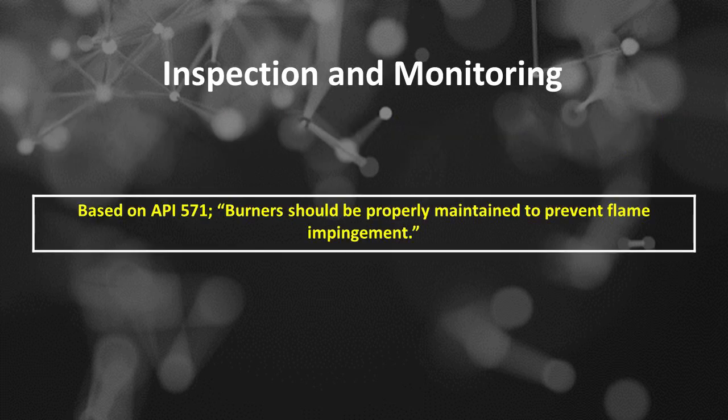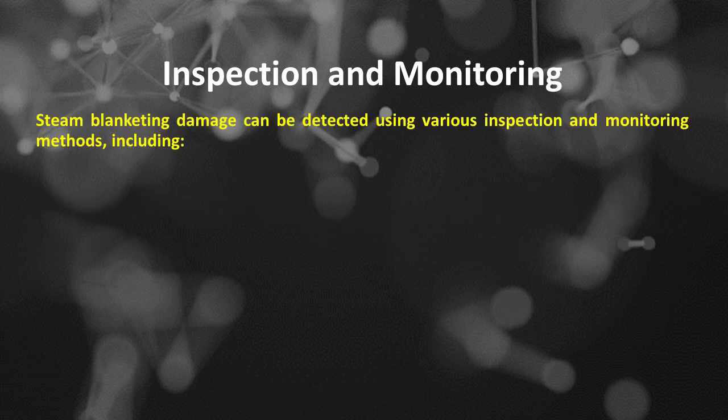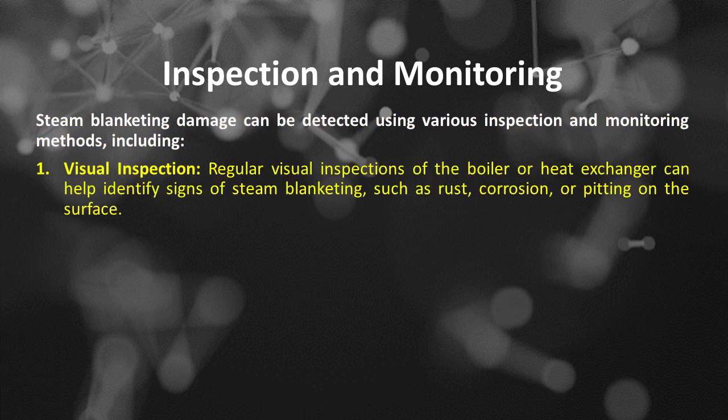Inspection and monitoring for steam blanketing based on API 571. Burners should be properly maintained to prevent flame impingement. Steam blanketing damage can be detected using various inspection and monitoring methods, including Number 1 Visual inspection. Regular visual inspections of the boiler or heat exchanger can help identify signs of steam blanketing, such as rust, corrosion, or pitting on the surface.